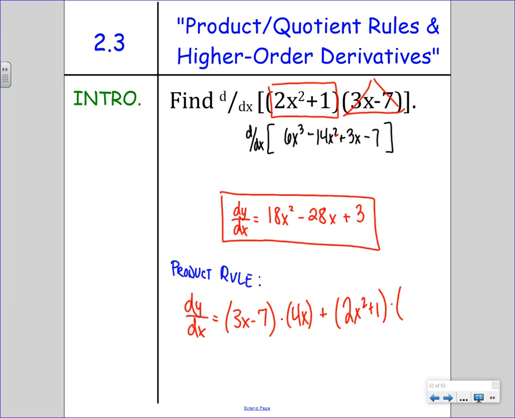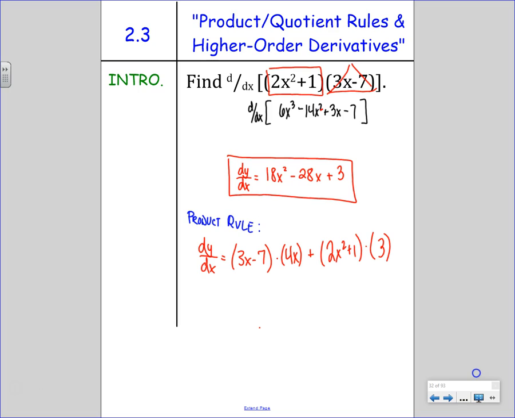d second. What's the derivative of 3x minus 7? 3. Oh, those don't look anything alike. Hold on, what would you do to make them match? Yeah, distribute. So 4x times 3x will just be 12x squared minus 28x plus 6x squared plus 3. Doesn't this indeed end up being 18x squared minus 28x plus 3?